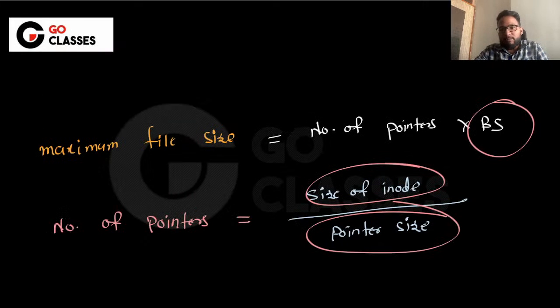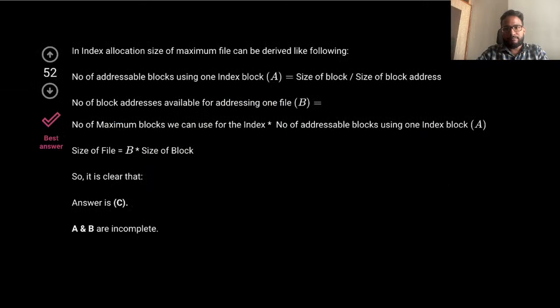So this is the formula that we have. And for this formula, using this formula, you can say it depends on the three things. So that's why C is the correct answer, right? Yeah, so that's what it is given in the answer.